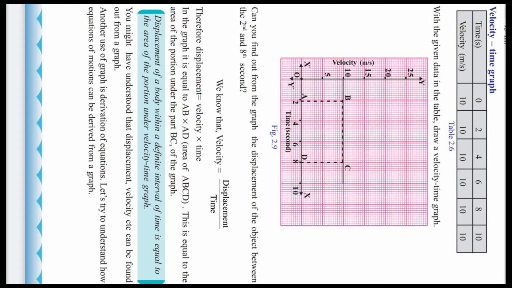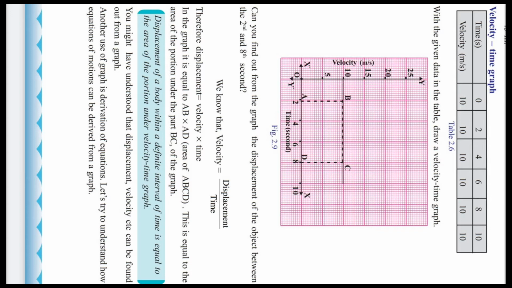So, in this graph, time is equal to AD and velocity is equal to AB. Okay. So, we can say the displacement, that is velocity into time, is equal to AB into AD. AB into AD means a side into another side, that is the area of ABCD. This is equal to the area of the portion under the part BC of the graph.